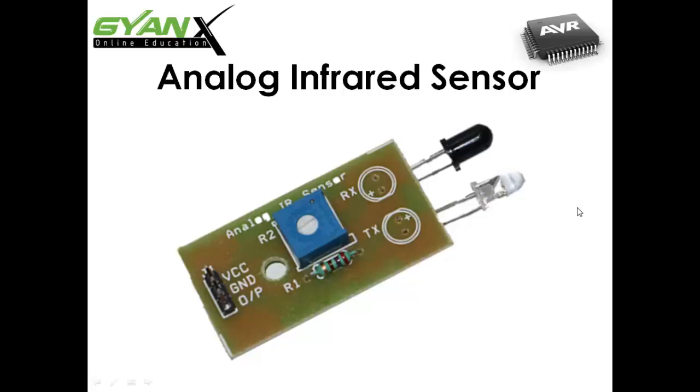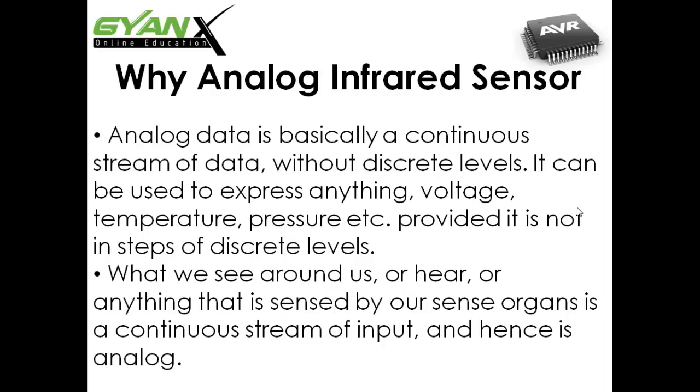Now let's start with the analog infrared sensor. First of all, let's clear what is an analog sensor and why we are using an analog sensor. So basically, analog data is a continuous stream of data without discrete levels. It can be used to express anything like voltage, temperature, pressure, etc., provided it is not in steps of discrete levels. Or you can say what we see around us or hear, or anything that is sensed by our sense organs, is a continuous stream of input and hence is analog.